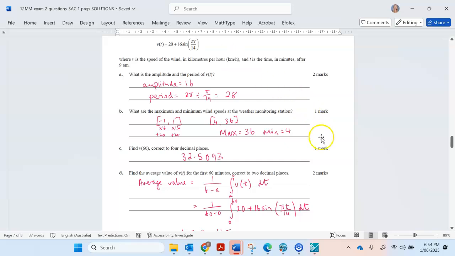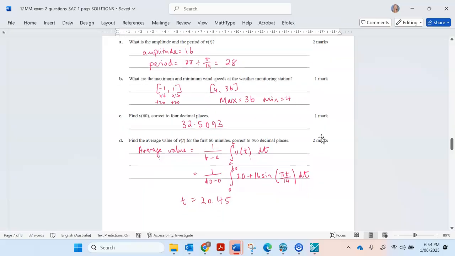All right, part D is the average value. So we haven't done this yet because we haven't done anti-differentiation, but the average value function formula is on your formula sheet, and this is exam 2, so it'll be in your bound book. But I've just written it there, and then we just substitute in A and B. A is your lower limit, B is your upper limit.